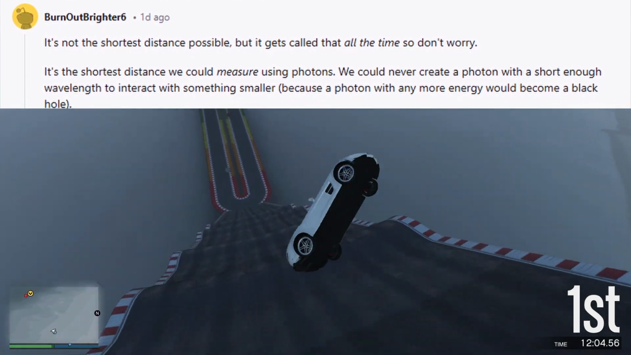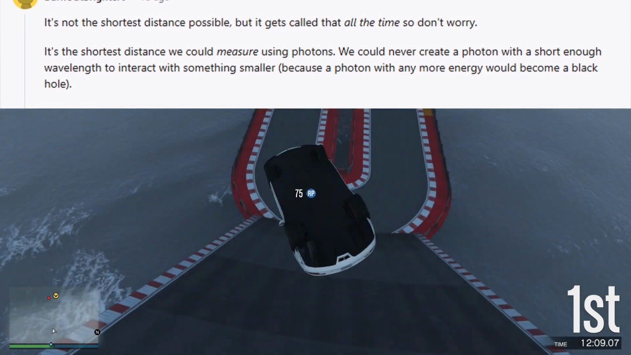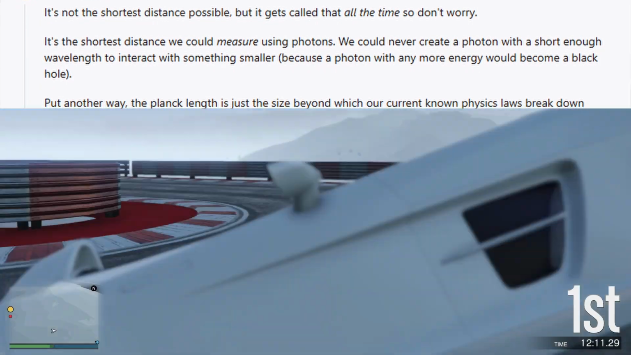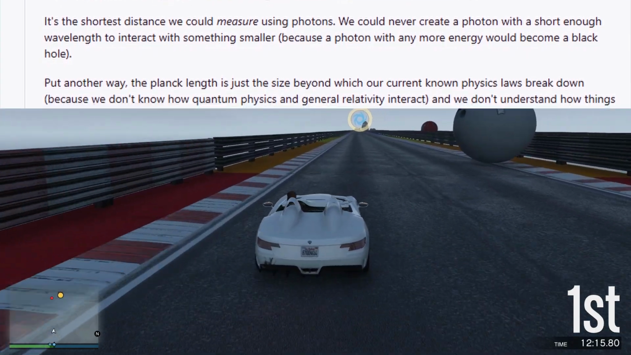It's the shortest distance we could measure using photons. We could never create a photon with a short enough wavelength to interact with something smaller, because a photon with any more energy would become a black hole.